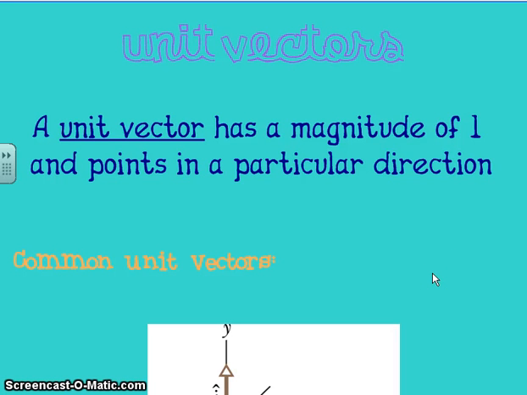A unit vector is a vector that has a magnitude of 1, which means a length of 1, and points in a particular direction. Unit vectors are very useful in physics as they help us denote exactly what direction the vector is in. Your textbook talks about 2 particular unit vectors, but I wanted to give you the more general picture and give you all 3 common unit vectors.